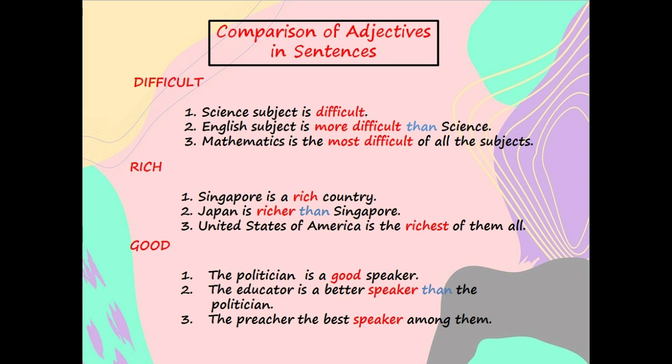Okay guys, now let's use the comparison of adjectives in sentences. Let us take, for example, the adjective difficult. So let's look at the different forms of comparison. Science subject is difficult, but English subject is more difficult than science, but mathematics is the most difficult of all. Next, the adjective rich. Singapore is a rich country. Japan is richer than Singapore. United States of America is the richest of them all.